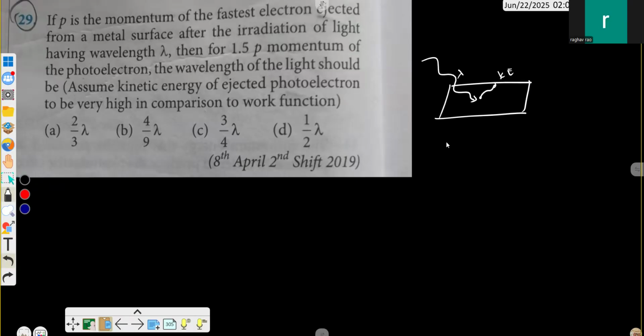This is the photoelectric equation. Energy of a photon is equal to work function plus kinetic energy. Now he says that we assume the kinetic energy of the ejected photoelectron to be very, very high in comparison to the work function. This means the work function is a very, very small number, so we can neglect it.